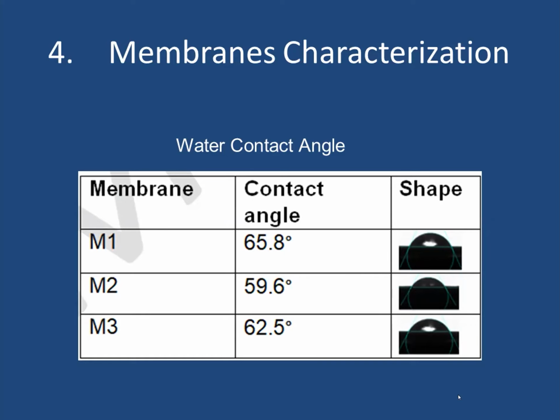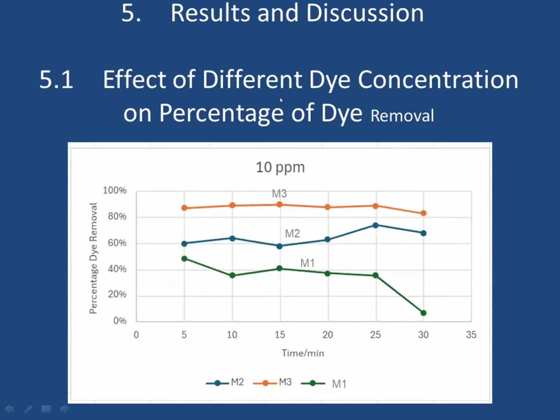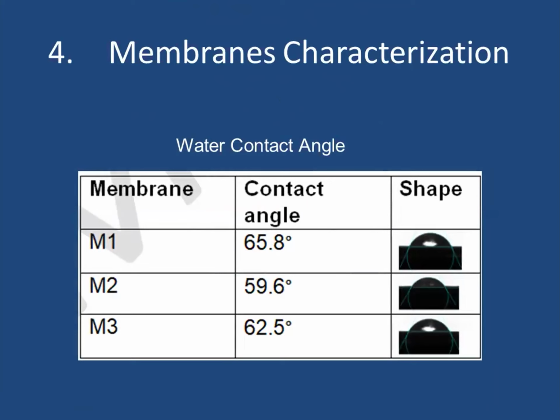We can see from our results that M2 has the lowest water contact angle, and the highest water contact angle is for M1. This means that the hydrophilicity property had been added to the membrane by the addition of Chitosan. The hydrophilicity property enhances the contact of water molecules with the membrane and so increases the flux.